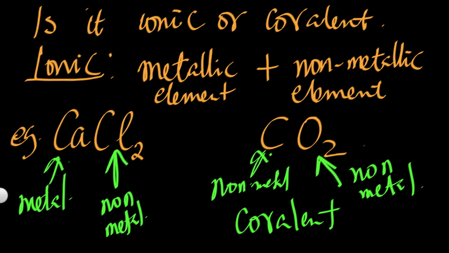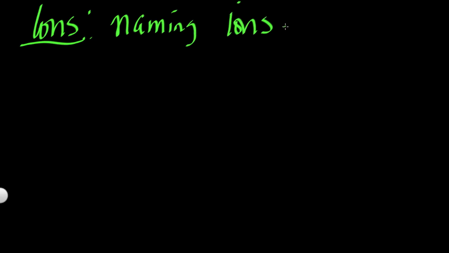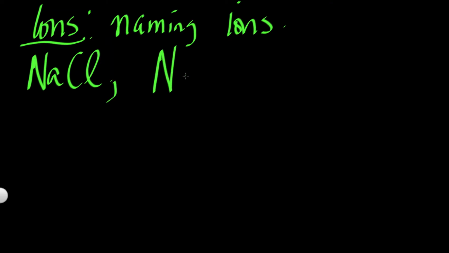Then we have the ions themselves, and how we name them. Naming ions. If it is an ionic compound, obviously it is made up of ions, and we have to name them. Let me use sodium chloride as an example. If you have sodium chloride, the ions here are Na+ and Cl-.